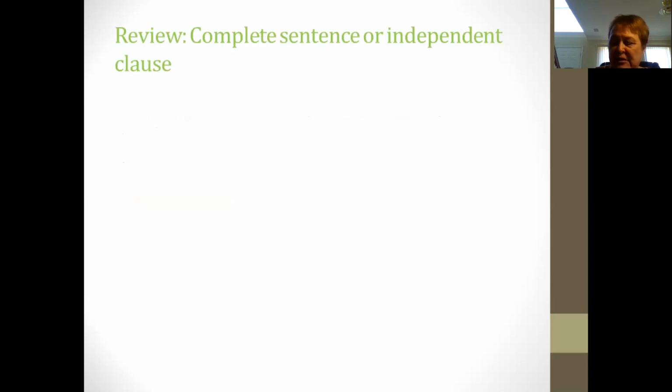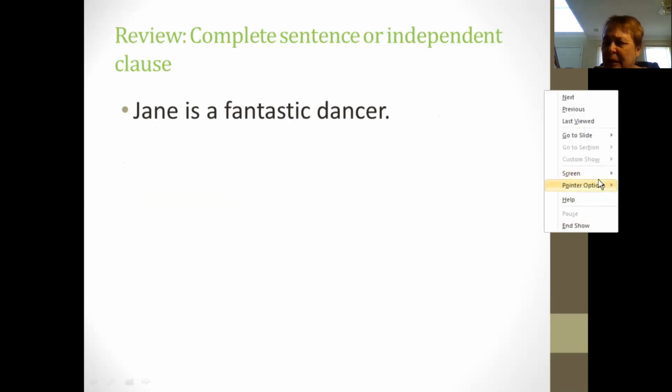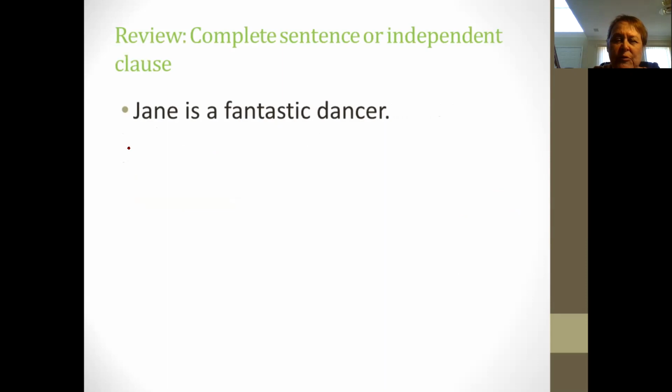So let's take a look at some examples of some complete sentences or independent clauses. First one here is Jane is a fantastic dancer. Now remember the components that it needs, okay? I'm just going to get my pen here so that I can write on this. So first of all, we need a subject. Do you remember what the subject is? Who or what the sentence is about, okay? You see the subject there? Did you say that the subject is Jane, okay?